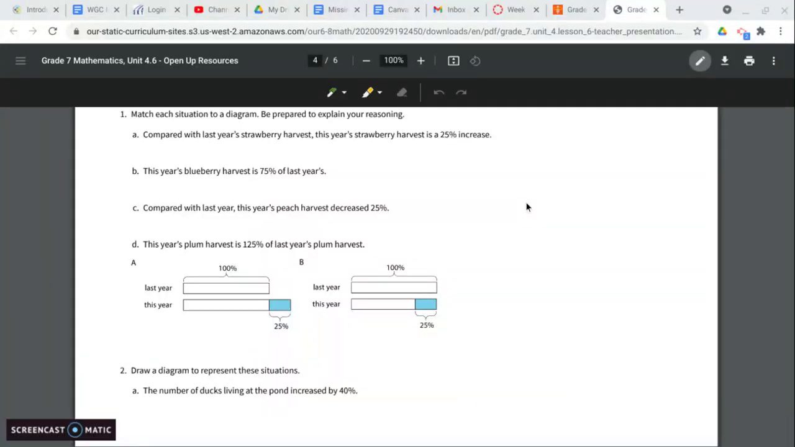All right, so we want to match each situation to a diagram and be prepared to explain our reasoning. Compared with last year's strawberry harvest, this year's strawberry harvest is a 25% increase. So last year is the top on each of our diagrams. This year, on this first one, takes up the full 100% plus an additional 25%. On the second one, we've got the full 100%, but we're taking away that 25%. So it means this year is less than last year's.